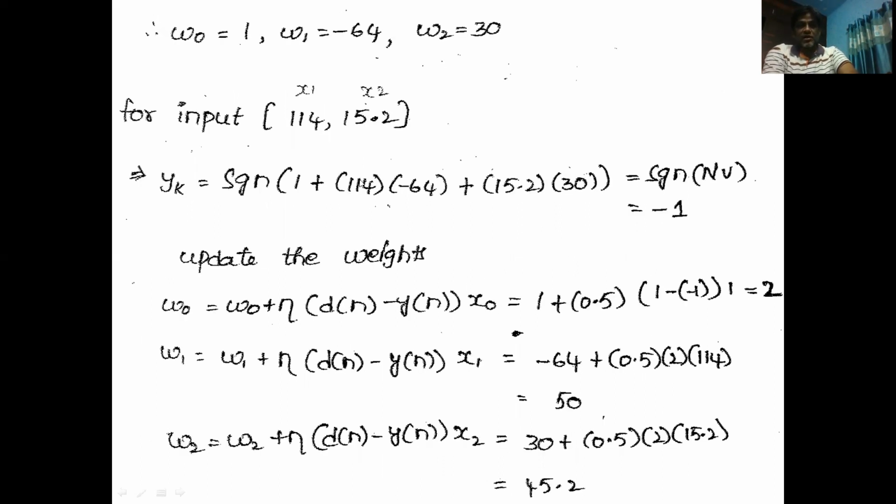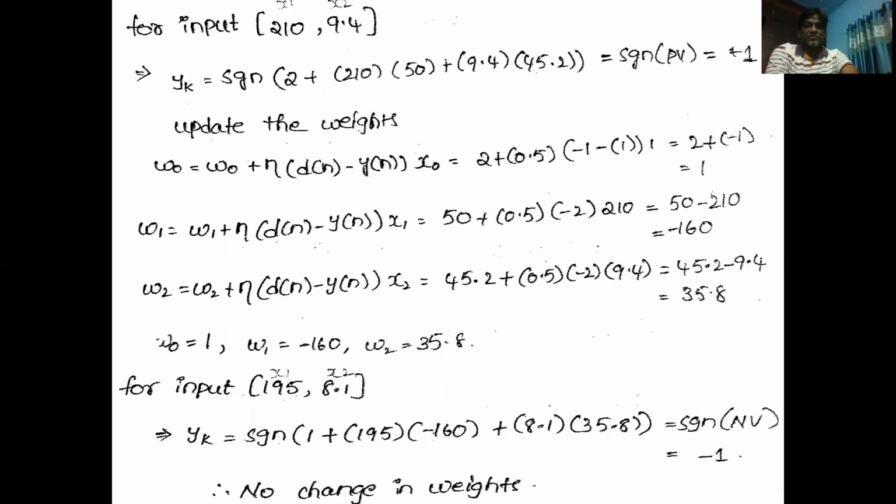So we'll consider 121, 16.8 again. It is giving minus 1. The desired response for this class is plus 1. Therefore, we need updation of weights. Weights were updated by using the same formula. It is now 1, minus 64, and 30. Okay. For the second input vector from class 1, it is 114, 15.2. It is also producing negative 1, but the desired response is positive 1. So we need updation of weights. This gives 2, 50, 45.2 after updation.